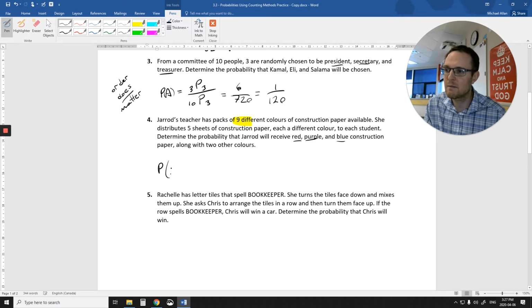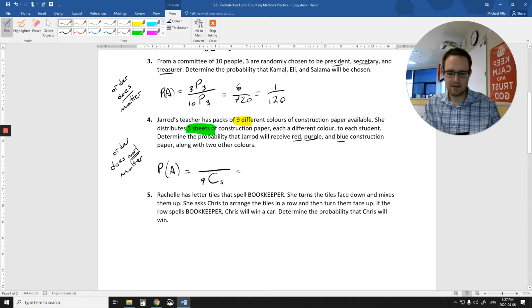Okay, let's see what we have. So they're going to get 5 sheets of paper. That's important. There's 9 colors to choose from. Order doesn't matter. It doesn't matter if he has those papers in any specific order. He just has them. So order does not matter here. So how many ways can I give him 5 sheets of paper out of the 9? So I'm going to go 9C5. Okay, so I get 126 ways to do that.